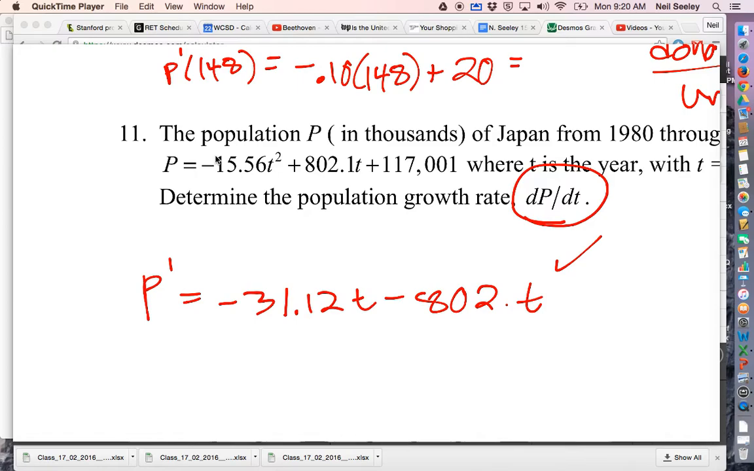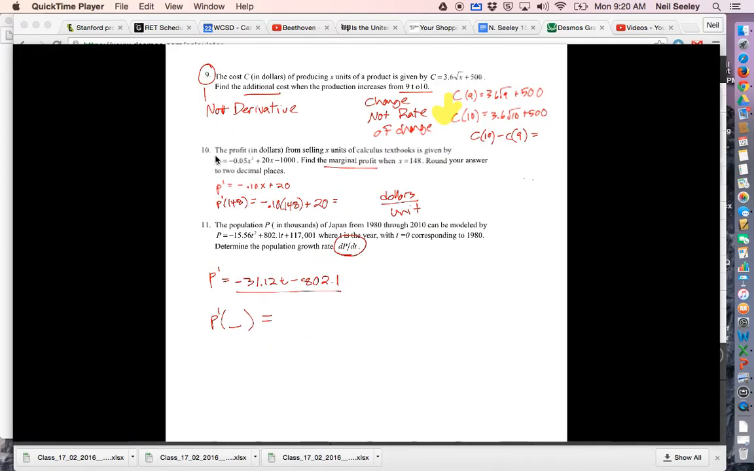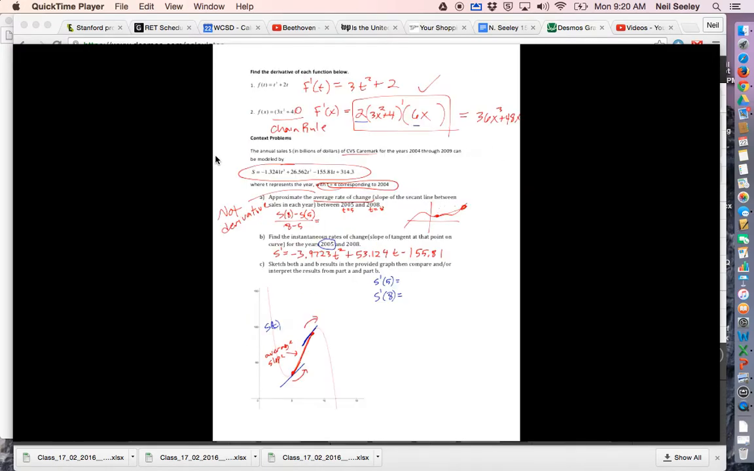That's a 1, not a t. Let's go back and write that in there, 802.1. And there's no t. That's the derivative. Done. If I asked for a particular year, you'd plug it into that function, whatever that year is, and get the result right next to it. And that's it. There's page 3. Keep an eye out for that PDF with all these worked out and written up.